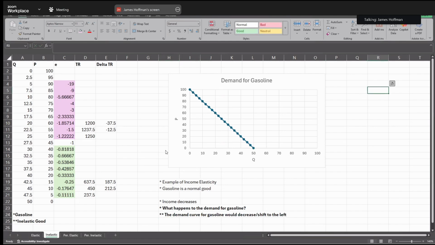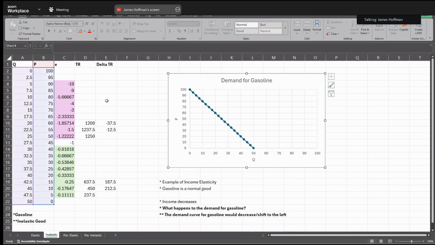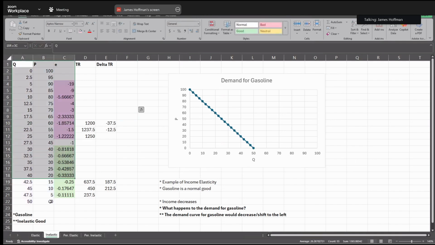All right. And the way to illustrate that is at the prices we showed here, right? We would show a smaller quantity demanded at each of the given prices. The prices don't change, and the demand curve would kind of shift in like this.